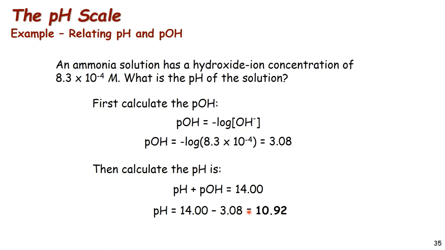Now, we could have also solved this in another way, right? Since we also know that Kw is equal to the hydrogen times the hydroxide ion concentration, we could have used that equation to determine the hydrogen ion concentration and then took the negative log of that to get the pH, again of 10.92. Again, I don't care how you solve problems as long as you solve them correctly, okay?